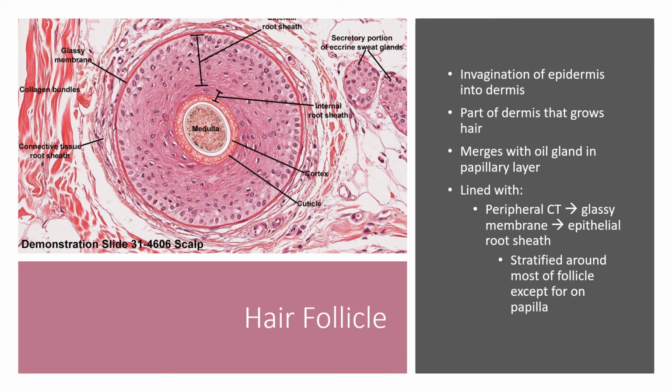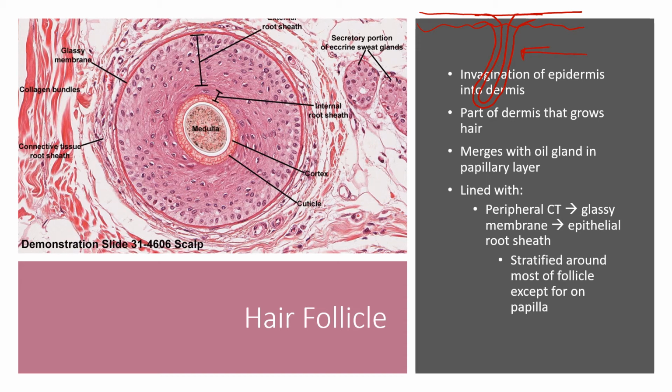The hair follicle itself is an invagination of the epidermis into the dermis. So here's your epidermis, and there's the boundary of the epidermis into the dermis. What you'll find is you have this big dent of your hair follicle, and that stratified squamous epithelium actually dips down and continues along the length of the hair follicle. Okay? The follicle itself, this whole invagination, is the part of the dermis that grows hair.